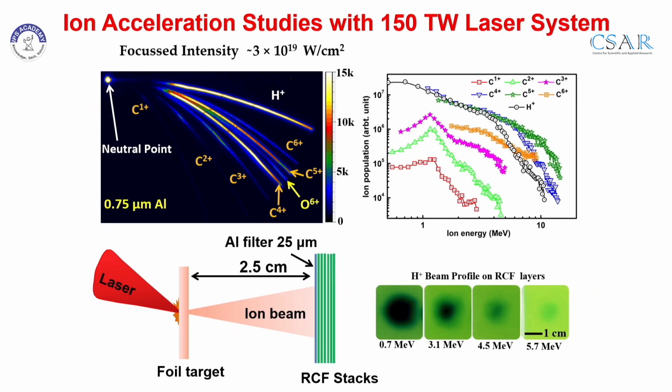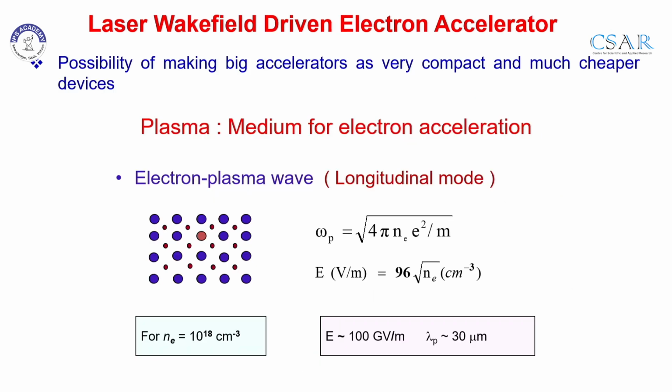This is a few traces which we have recorded. This is the Thomson parabola traces. You can see the proton beam and carbon beams. And these are the ion population as a function of ion energies. We have also used the radiochromic film stacks. You can see that high energy beams are much smaller in size, which is expected. The divergence is low.